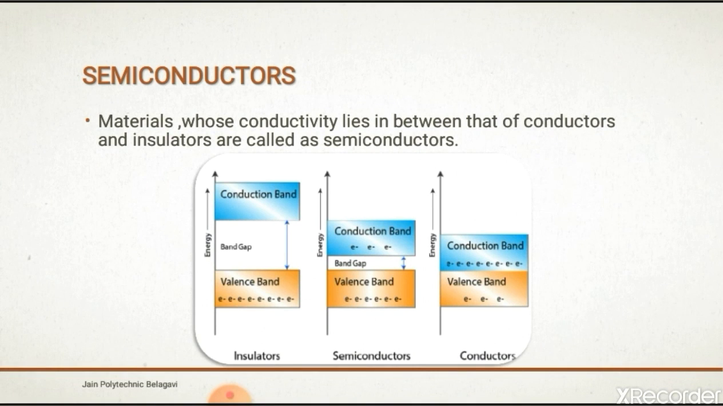Energy bands of insulators, semiconductors and conductors. The energy gap between the conduction band and valence band of semiconductors is very narrow, about 0.7 electron volt to 1.0 electron volt of energy is required to bring the electron from the valence band to the conduction band. In an insulator, the energy gap is 15 electron volt. In a conductor, the energy gap is 0.